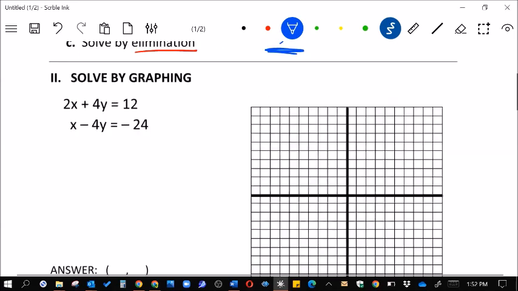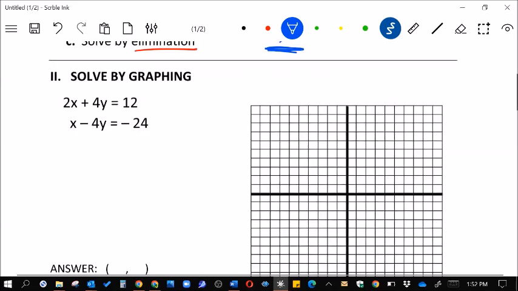All right, let's take a look at the first one of these, solved by graphing. There are, of course, three different ways usually that you can graph a linear equation. One of them is using x-intercepts and y-intercepts. Another one of them is by doing a table of values, and another one of them is by changing it into slope-intercept form. I'm going to do a couple of these that way.